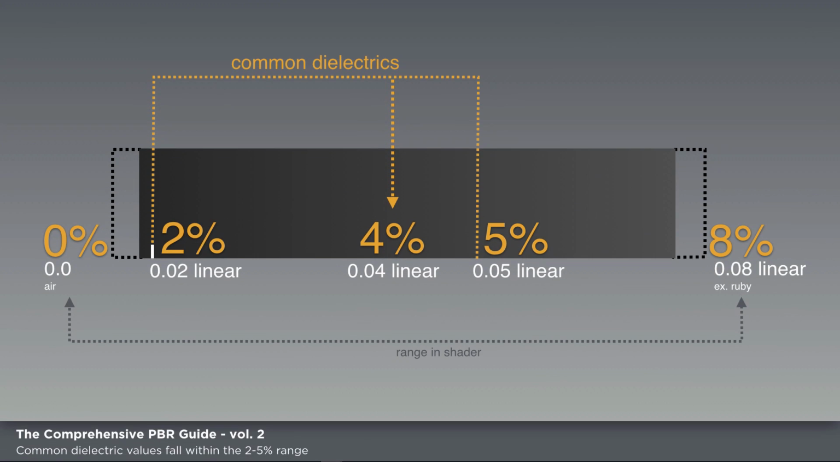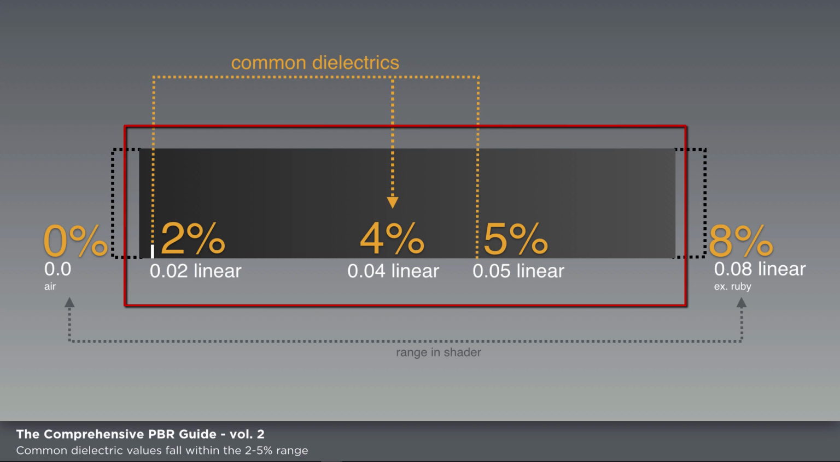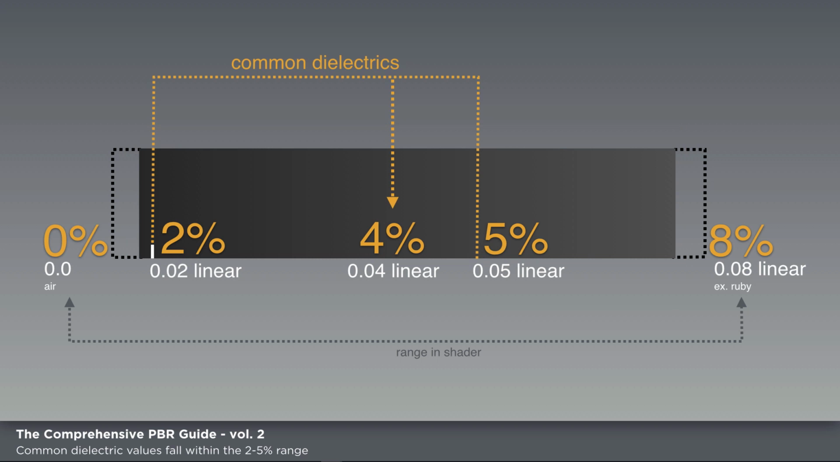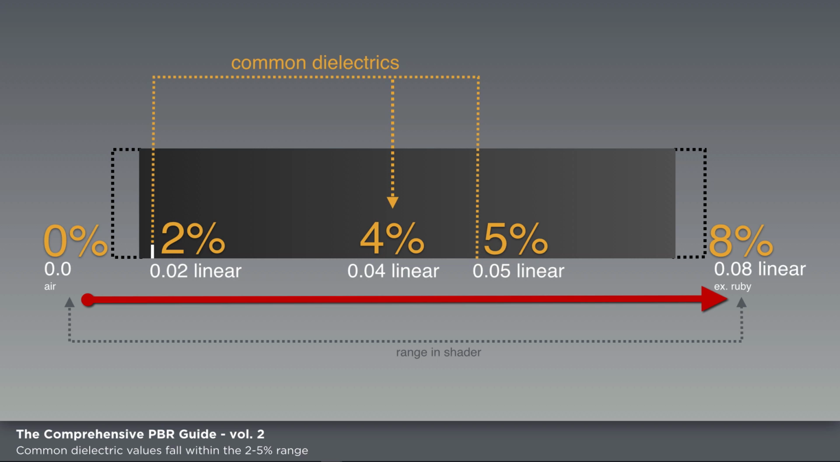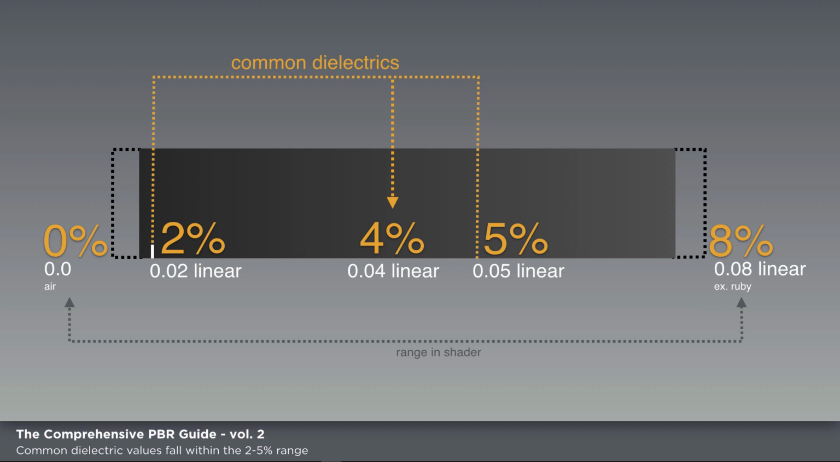Nonmetals will have a grayscale value for F0, and the range doesn't differ drastically, with gemstones being the exception as they have higher values. In fact, when altered by roughness, the actual value differences in common dielectrics can be hard to see. The Substance PBR shader is mapped to a range of 0.0 to 0.08 linear, as 0 is needed to represent air. And here in this chart, you can see the range for common dielectrics and how it doesn't differ drastically, as I mentioned previously.